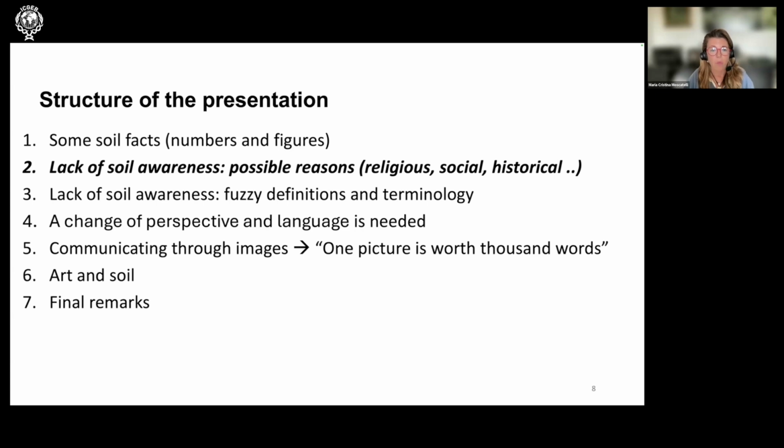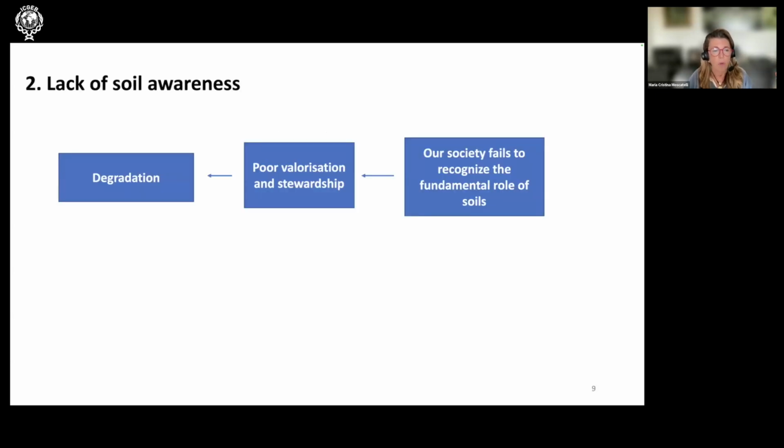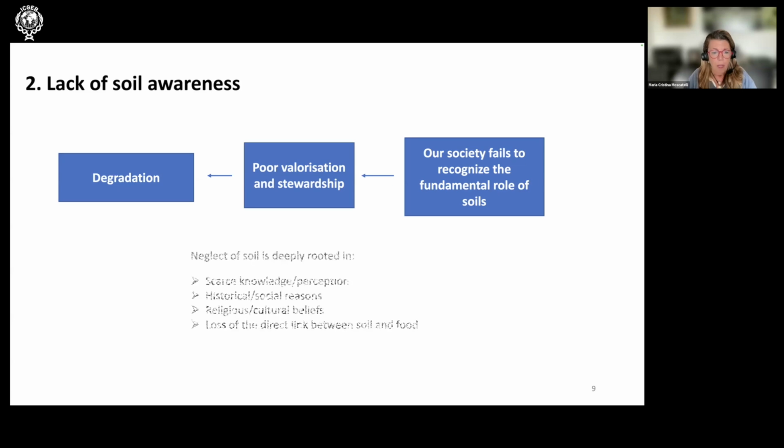I now try to analyze what the possible reasons for this are. And I have two groups of possible reasons, number 2 and number 3. First of all, if we have degradation, it means that there is poor valorization and poor stewardship. So this means that our society fails to recognize the fundamental role of soil. The neglect of soil is rooted in, I would say, 4 main categories of reasons. Some of them are linked to awareness, and some others to disregard.